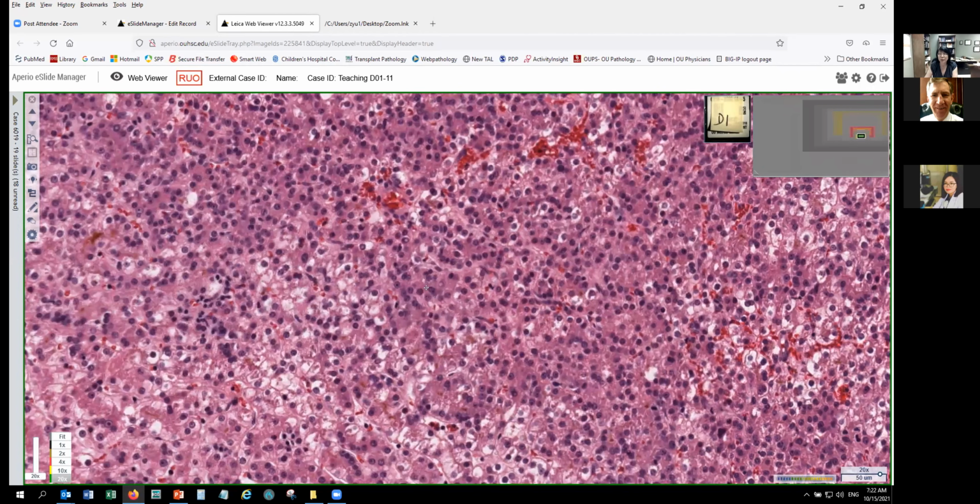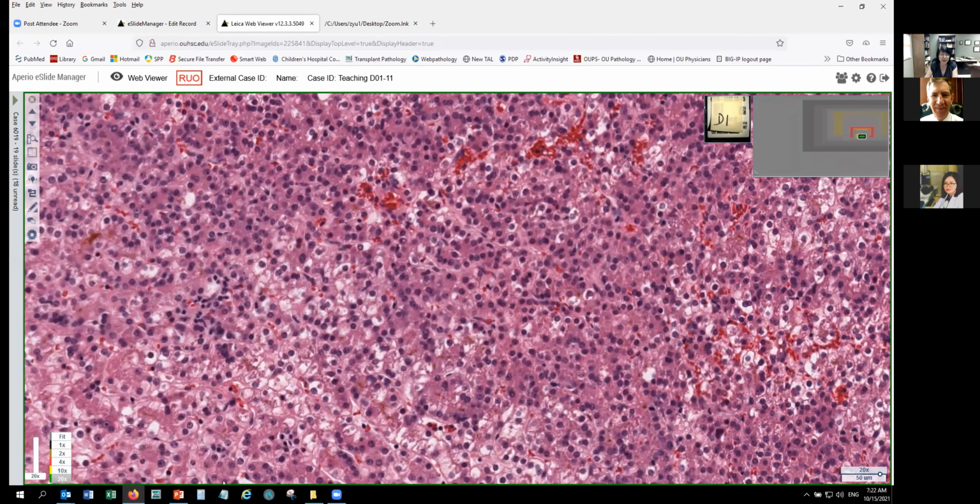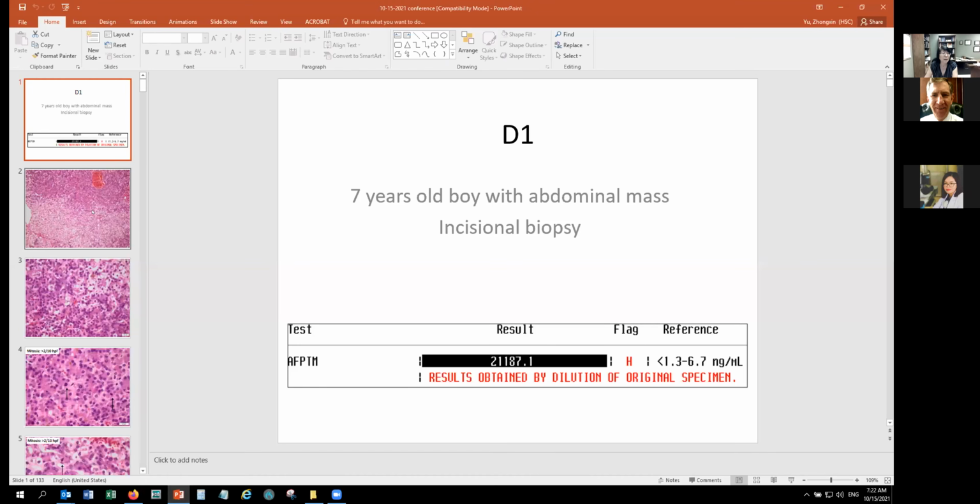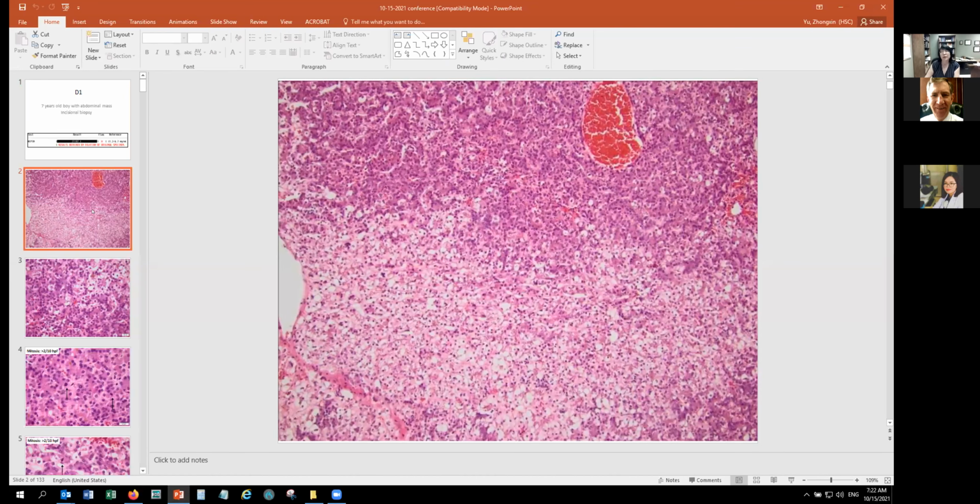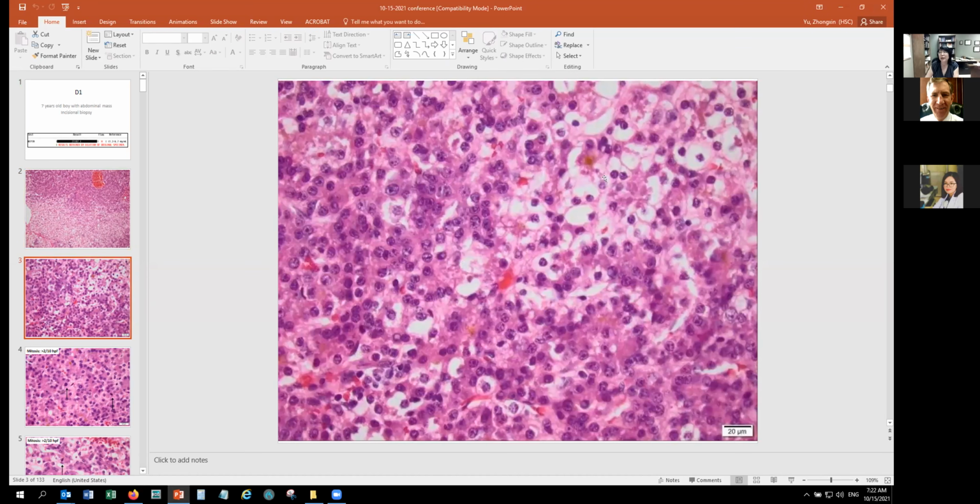Probably from this screen I cannot show you, but I can briefly look at the PowerPoint from the time of tumor board, if you can see my PowerPoint. Same features were just captured: we see dark area and light area. This light area even has some bile pigment. This is a dark area.